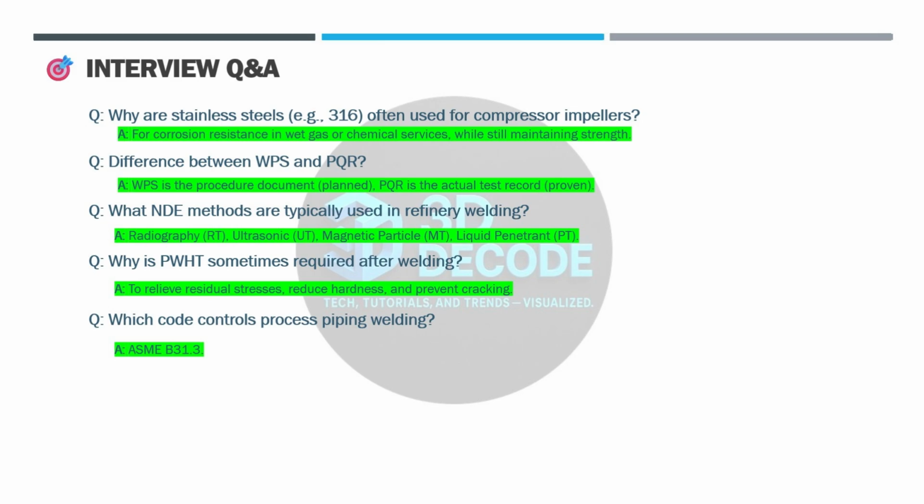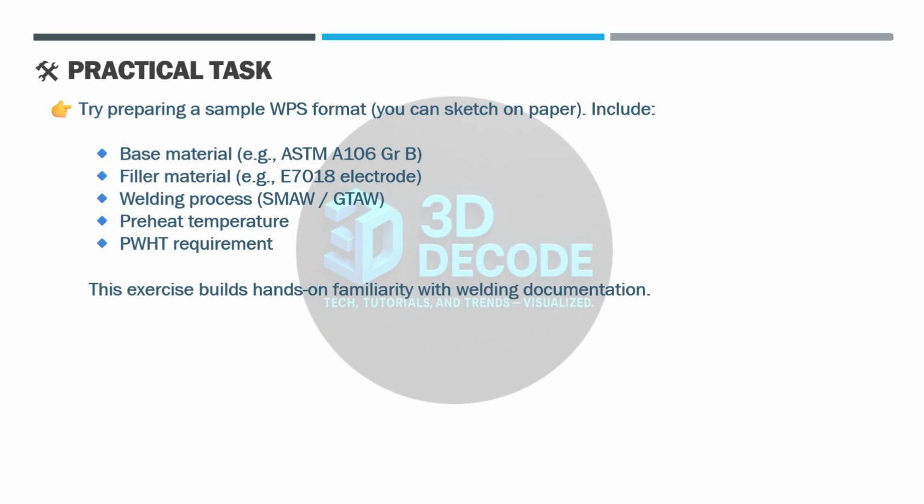Q. What NDE methods are common in refinery welding? A. Radiography, ultrasonic, magnetic particle, and penetrant testing. Q. Why is PWHT sometimes required? A. To relieve residual stresses, reduce hardness, and prevent cracking. Q. Which code controls process piping welding? A. ASME B31.3.